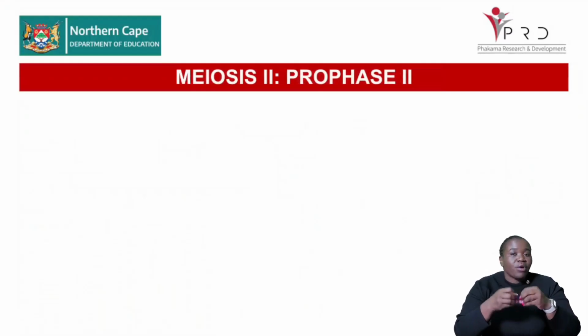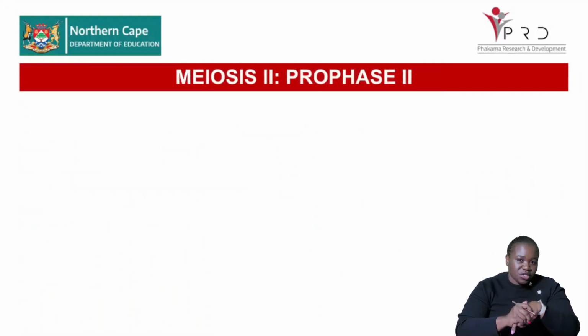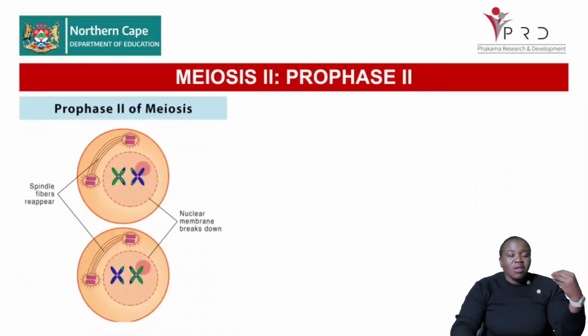The chromosomes or the chromatids are not going to exchange genetic material. Therefore, they are not going to become more and more different from each other.